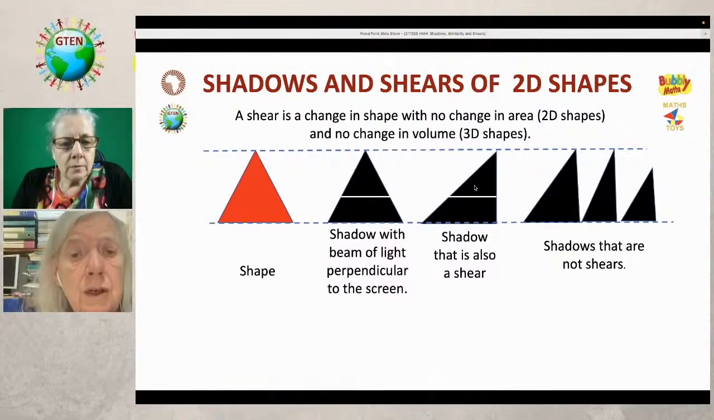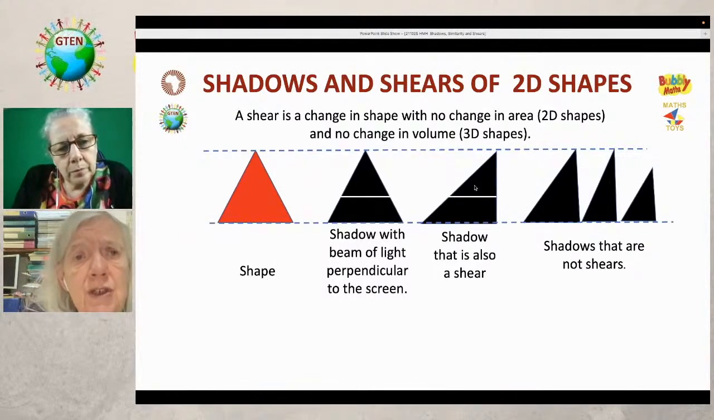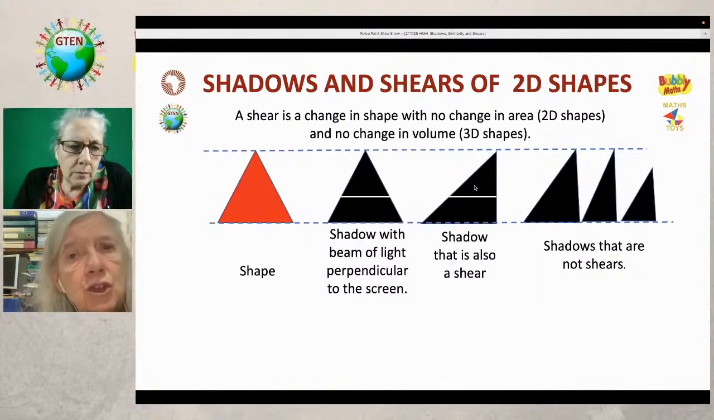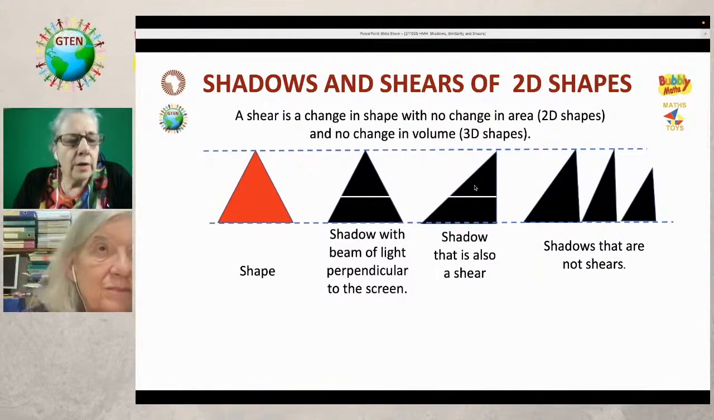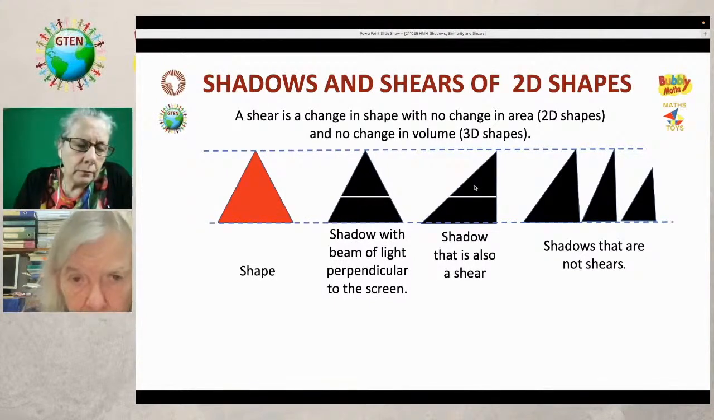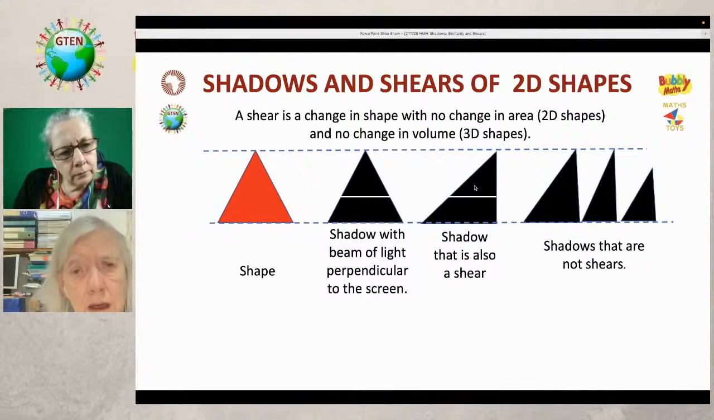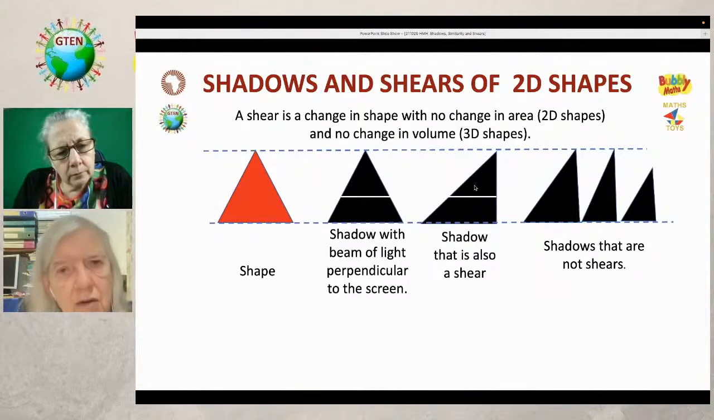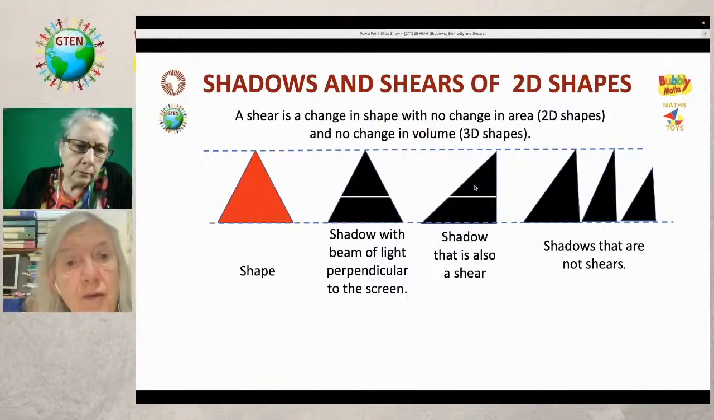And so what we say about a shear is that it's a change in shape, if it's a 2D shape with no change in area, and if it's a 3D shape with no change in volume. Okay, all right. Now, what it means for my diagram there of the shadow of a triangle: there's two white lines in the middle, and they are the same length. And for a shear, they will remain the same length when you shear it. The shear is in the direction of those blue dotted lines.